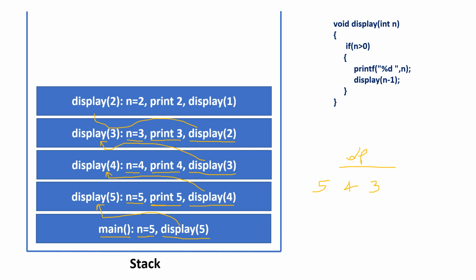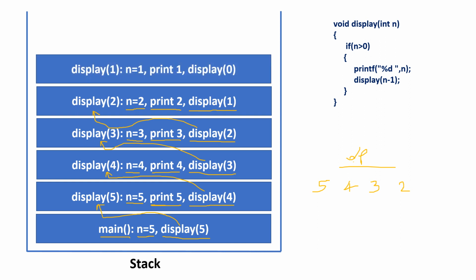Then a new copy of display function is created with value 2. Here a new variable n is created with value 2. Then since 2 is greater than 0, again we print n value, that is 2. Then it is calling display function with argument n minus 1, 2 minus 1, that is 1. Again a new copy of display function is created with value 1. Here n value is 1. As n value is greater than 0, we print n value, that is 1, and then it is calling display function with n minus 1, that is 1 minus 1, 0.